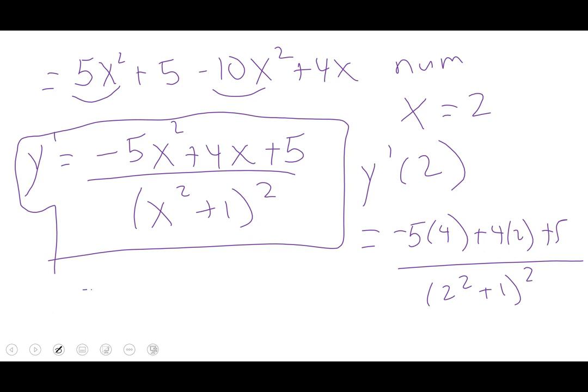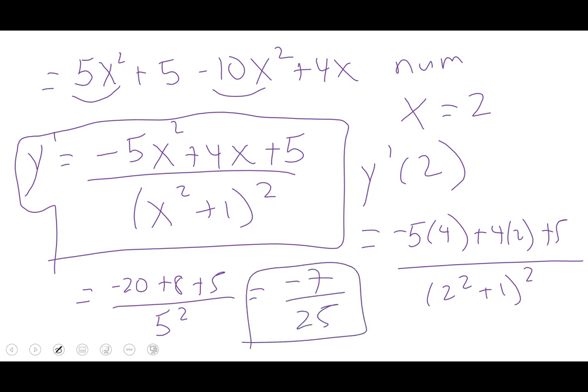Then go ahead and multiply. So that's going to give me negative 20 plus 8 plus 5. And that's all over 5 squared. So negative 20 plus 8 is negative 12. Negative 12 plus 5 is negative 7. And then 5 squared is 25. So negative 7 over 25, that would be my slope of the tangent line.